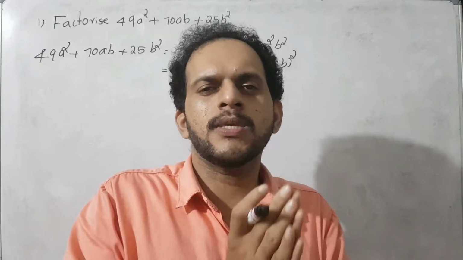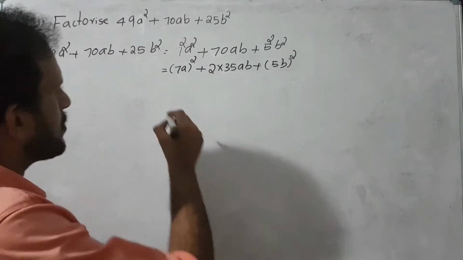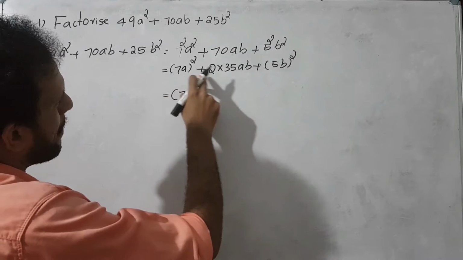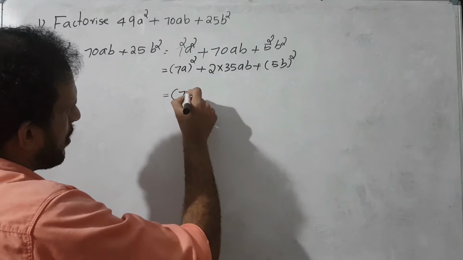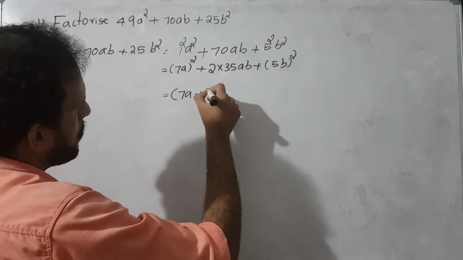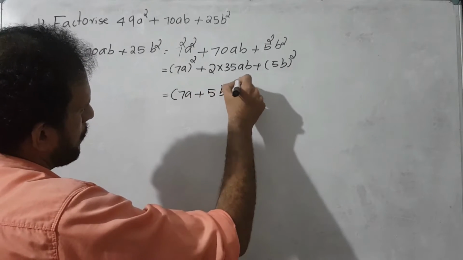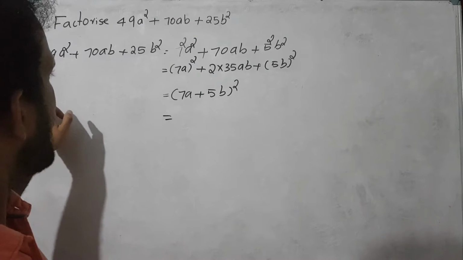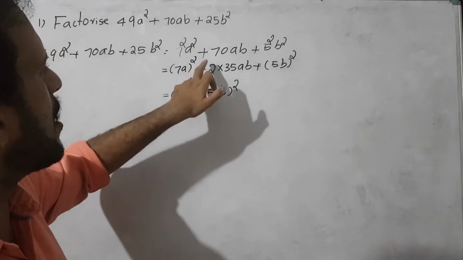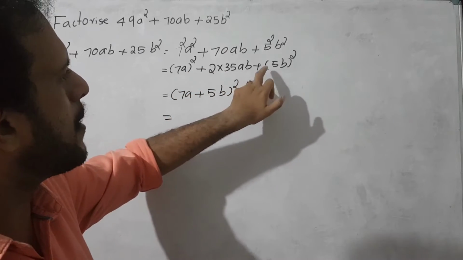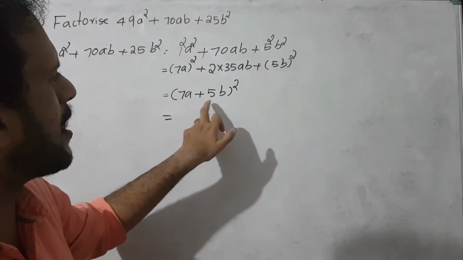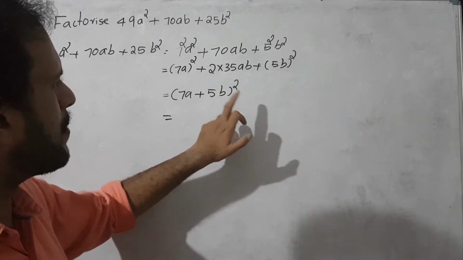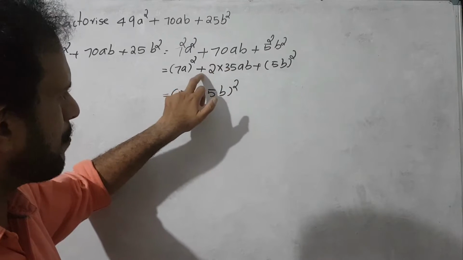So this one is possible to write like this. What is equal to 7a, that is a plus b whole square. What is a? 7a. Plus b, what is b? 5b whole square. So 7a plus 5b whole square, correct? So we write this like this, 7a square plus 2 into 35ab plus 5b square in the form of 7a plus 5b whole square. Why do we use the plus in 7a plus 5b? Because the middle term sign is plus.